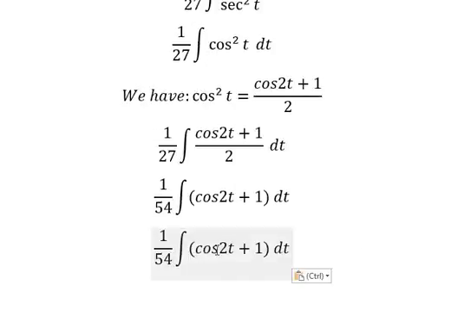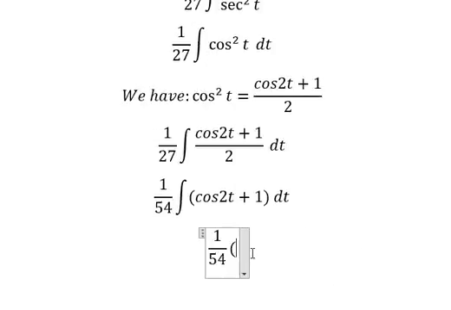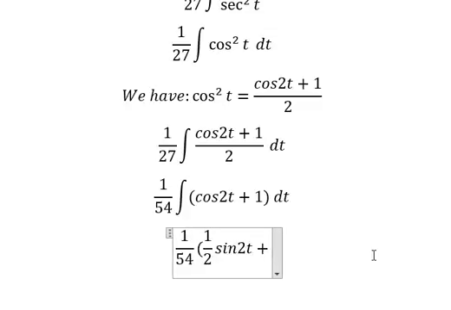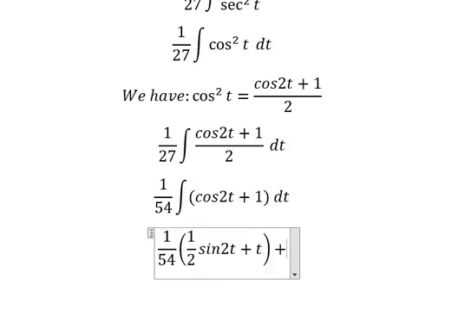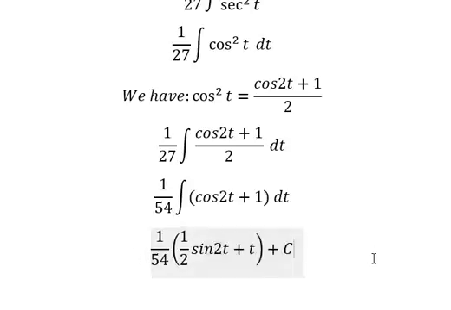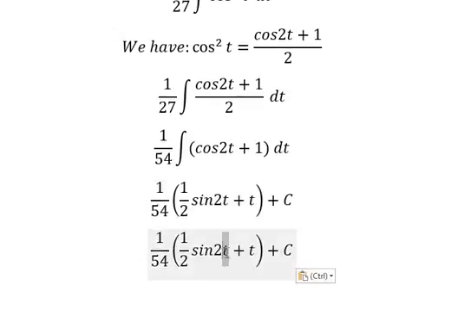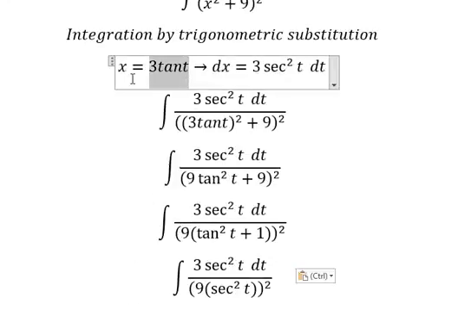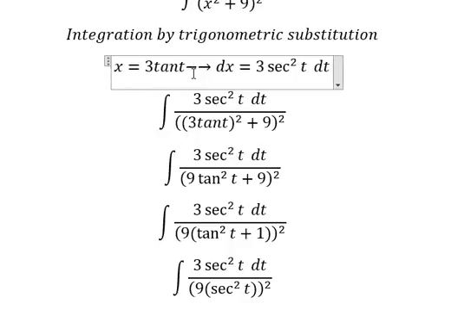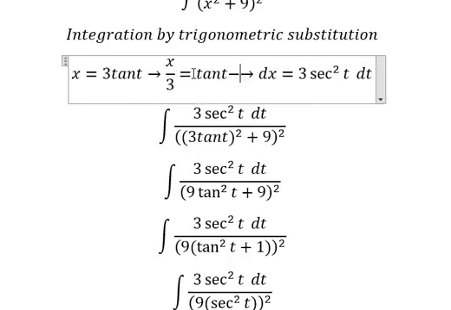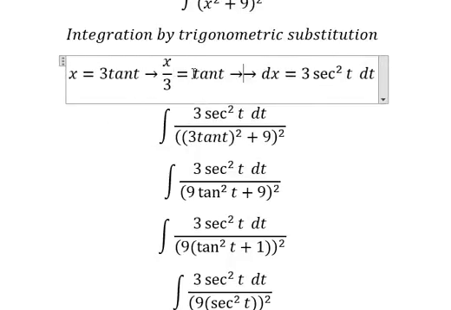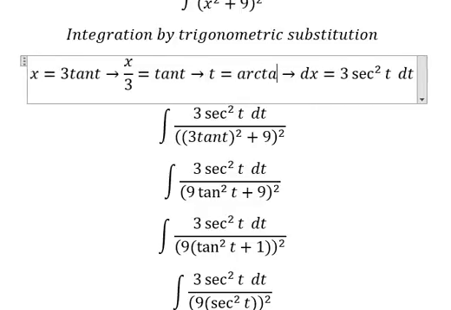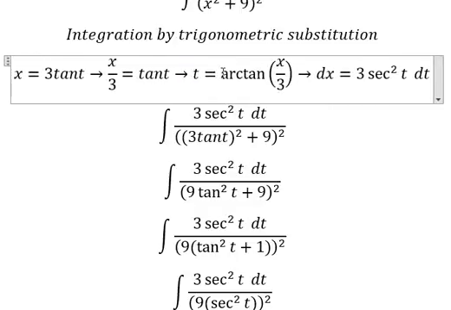The integration of cosine 2t, we have 1 over 2 sine 2t. Number 1, that is about t, and I will put c. About t, so that is about this one. So we divide both sides by number 3. And now we can find the value of t. So I will put this one to change for t.